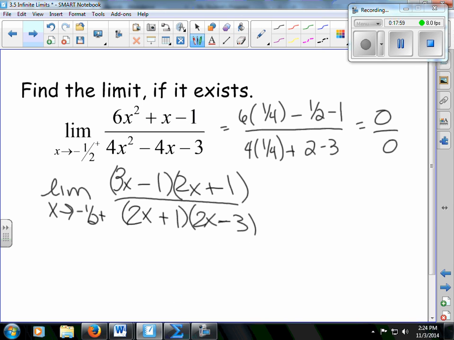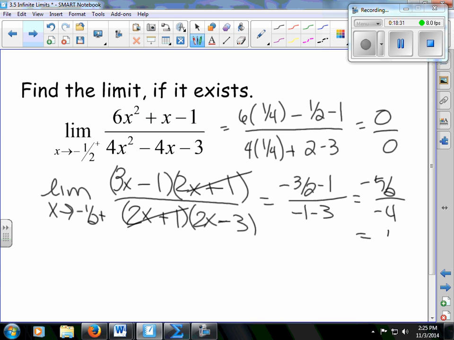Notice my 2x plus 1's cancel. So this is a removable discontinuity at x equals negative 1/2. But I can plug negative 1/2 in. In the numerator, I would get 3 times negative 1/2, that's negative 3/2 minus 1. In the denominator, I get negative 1 minus 3. So this is negative 5/2 over negative 4, 5/8. There's my limit. So it was not an infinite limit. We had a removable discontinuity. This concludes our lesson.